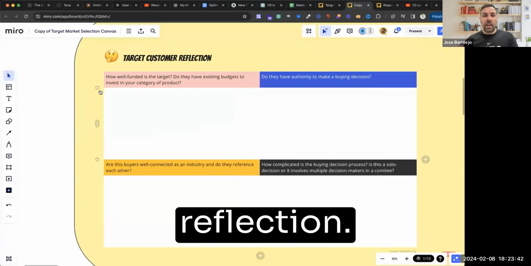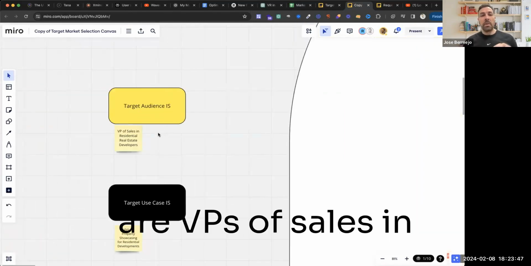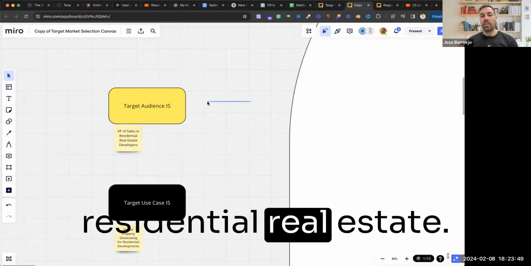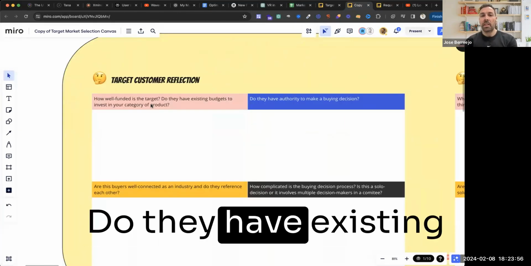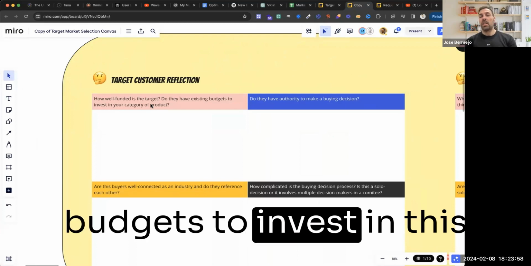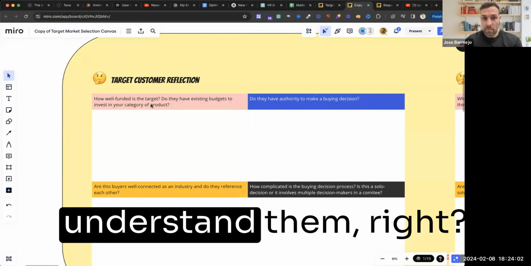Target customer reflection. Okay, let's think about target customers. Our target customers are VPs of sales in residential real estate developers. So how well funded is the target? Do they have existing budgets to invest in this category of product? For this, we need to understand them, right?